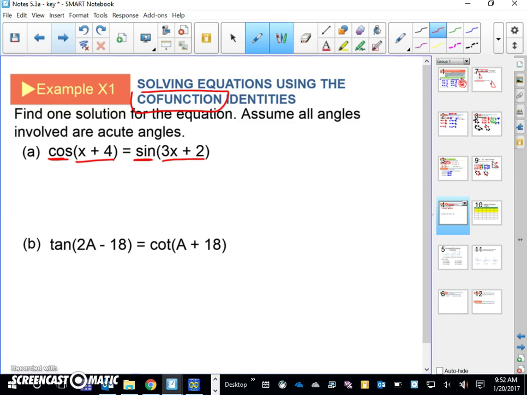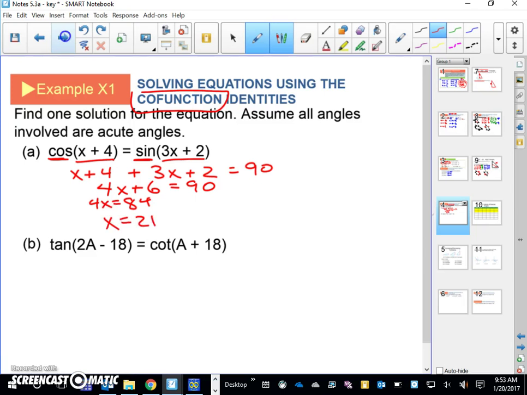Cofunctions don't set those two things equal to each other. Cofunctions say that this plus this is 90. The two angles add up to 90. That's what cofunctions do. So really, it's just a simple algebra problem. We'll solve it, combine like terms. That's 4x plus 6 equals 90. We'll subtract 6 and get 84. So 4x equals 84. And we'll divide by 4 and get 21.